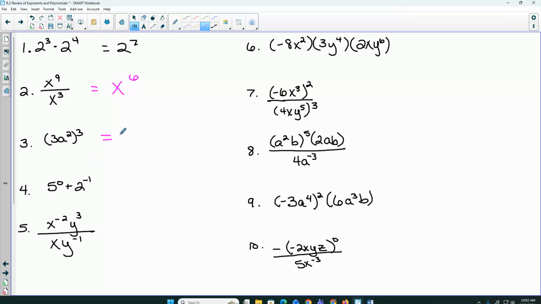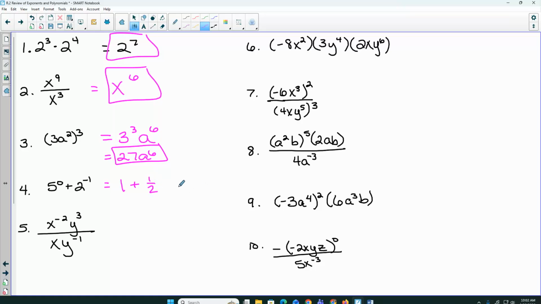Distribute. So this is like a 3 to the 3rd, a to the 6th. Or 3 to the 3rd power is? 27. First 3, are we doing okay? Mm-hmm. All right. This one, what is 5 to the 0 power? 1. What is 2 to the negative 1? 1 over 2. So this is just 1 plus 1 half. So 3 halves, or 1 1/2, or 1.5.